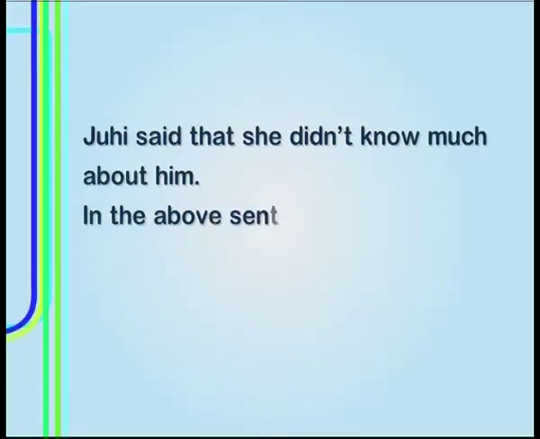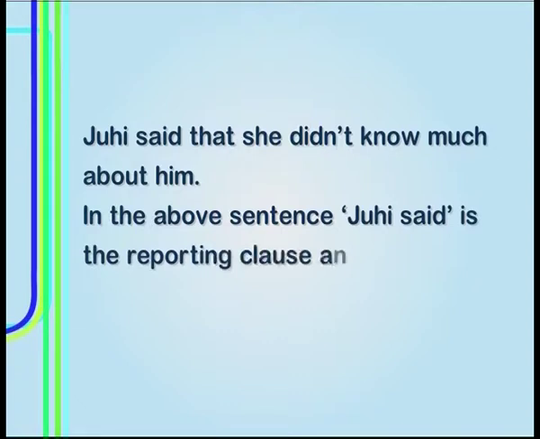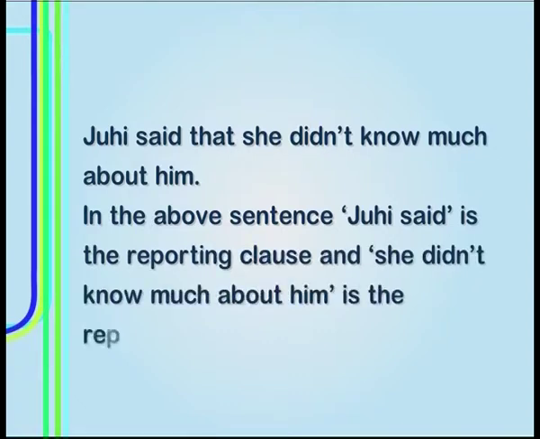A report structure, indirect speech, also consists of two parts. One part is the reporting clause, which contains the reporting verb. Look at the sentence, indirect speech: Juhi said that she didn't know much about him. In this sentence, Juhi said is the reporting clause and she didn't know much about him is the reported clause. In indirect speech, we usually put the reporting clause first in order to make it clear that we are reporting rather than speaking directly ourselves.